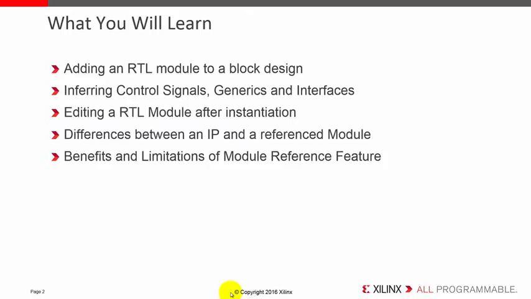Both flows have their benefits and costs. The package IP flow is rigorous and time-consuming, but it offers a well-defined IP that can be managed through the IP catalog, used in multiple designs, and upgraded as new revisions become available. The module reference flow is quick, but does not offer the benefit of working through the IP catalog.